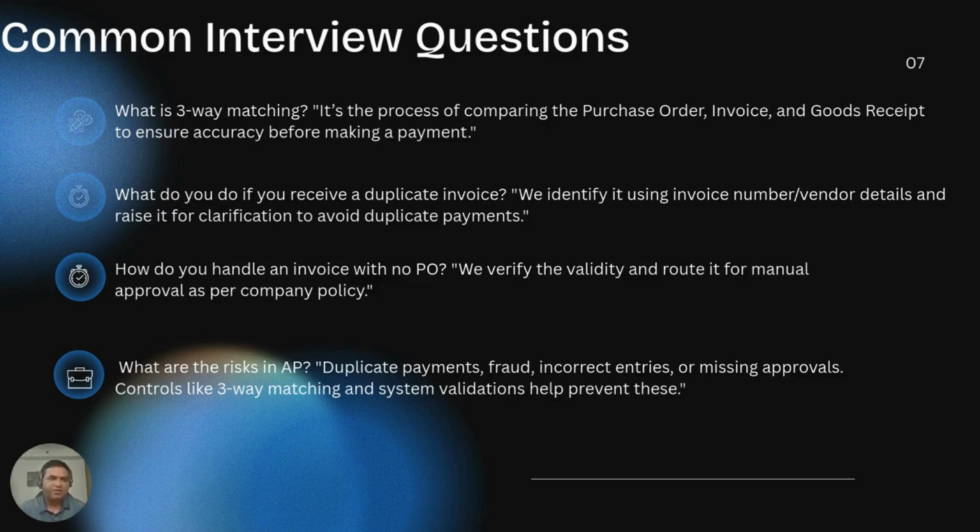Since this process involves the monetary transaction of the organization, it is a very critical process of any organization. So every transaction that you do from AP point of view has always a risk. Right? So one of the important questions that you can expect is what is the risk in AP? The way you can answer is the duplicate payments, frauds, incorrect entries, missing approvals. The way you can protect or eradicate the risk in AP is by controls like three-way match process and system validations, which helps prevent these kind of risks.